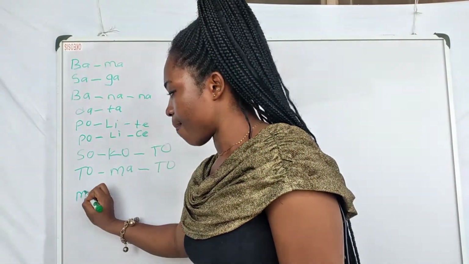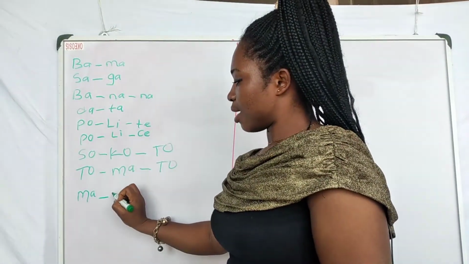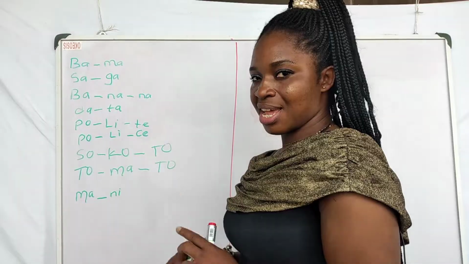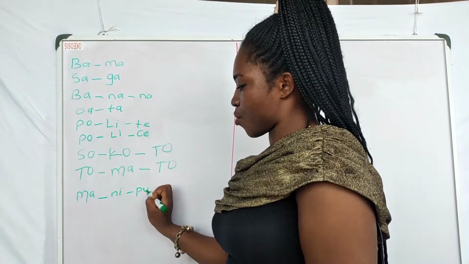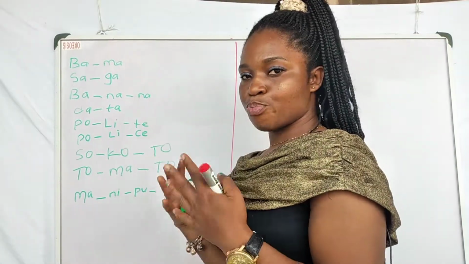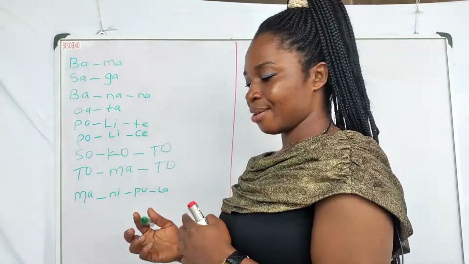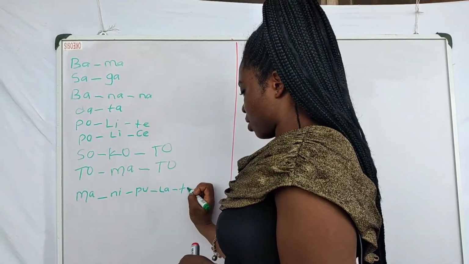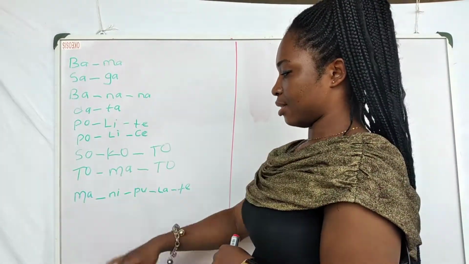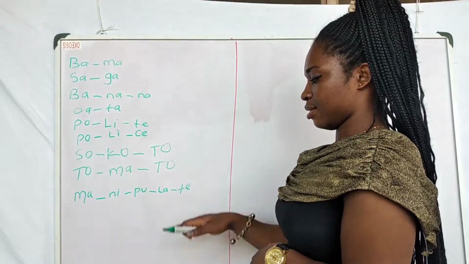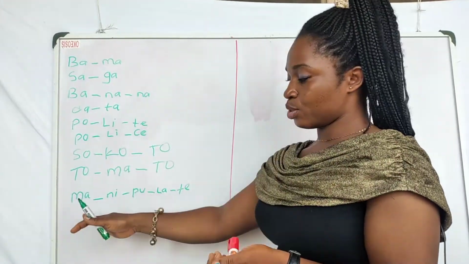Let's try MA, which we know as ma, NI, which we know as ni, PU, which we know as pu, LA, which is known as le, and the TE, which we know as ti. Okay, so this is what? Ma, ni, pu, le, ti. Manipulate, put together. It is what?